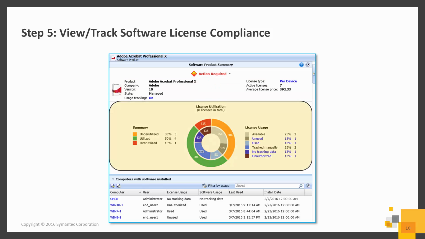The next section displays a license utilization pie chart. This color-coded license utilization pie chart is shown for a licensed software product in the Software Product Summary flipbook.